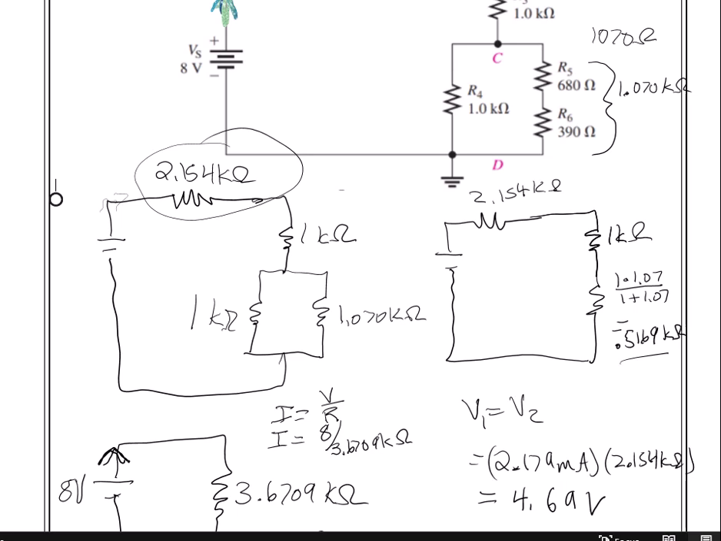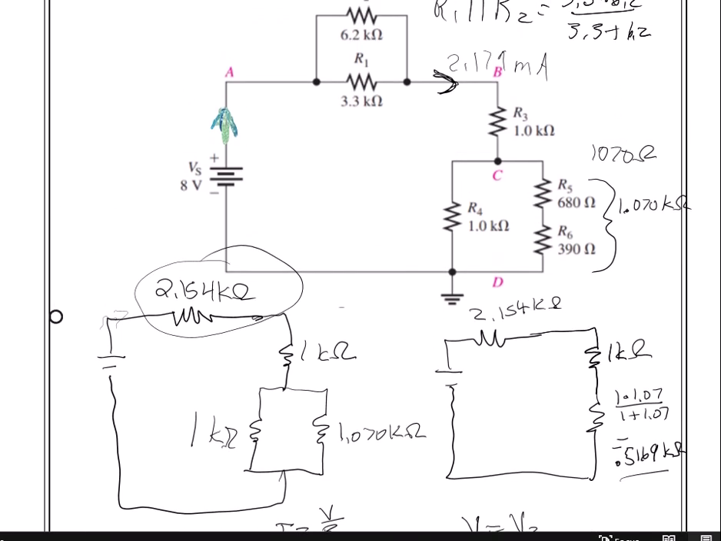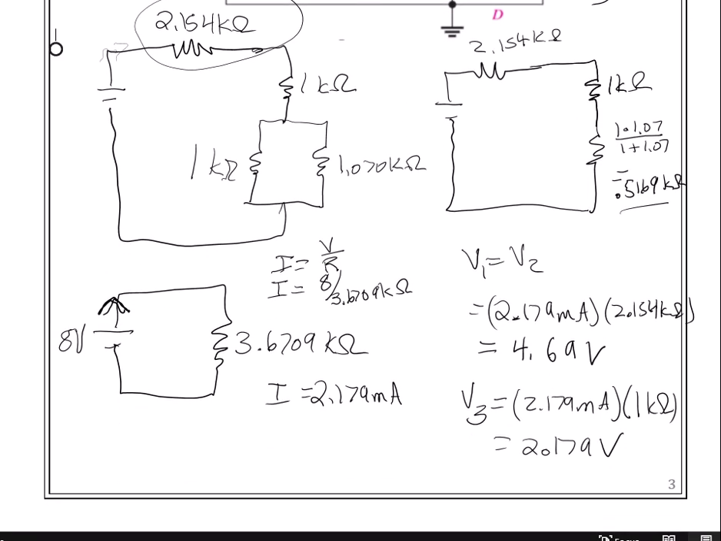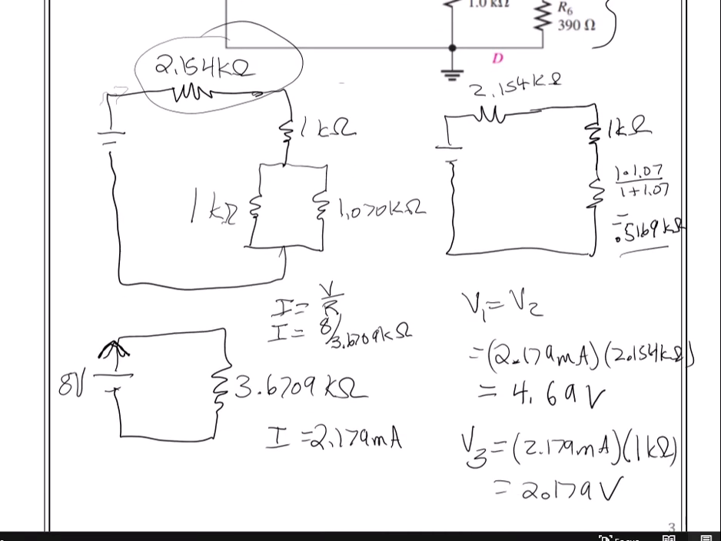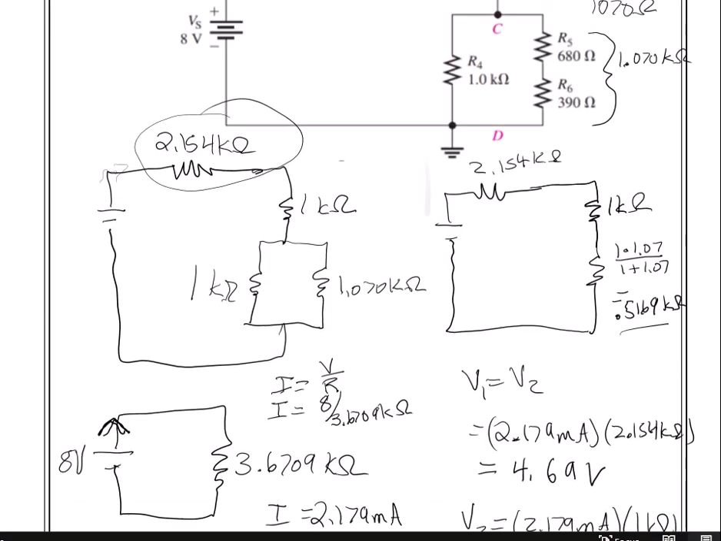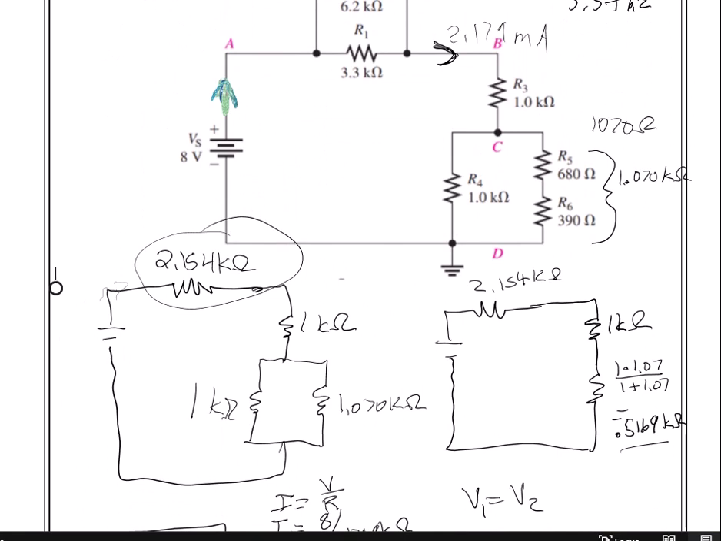Okay, so now what we can do, because I'm just lazy, I want to do things as lazily as I can. So I start with 8 volts. I've lost some here. I lost 4.69. I lost 2.179 going across this. The rest of it I have to lose going across this.